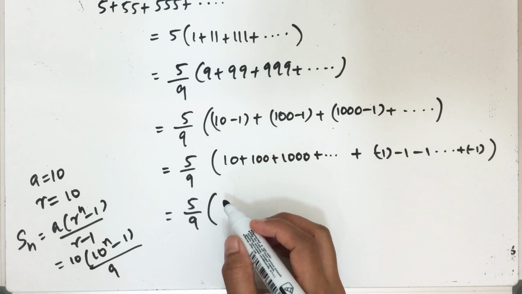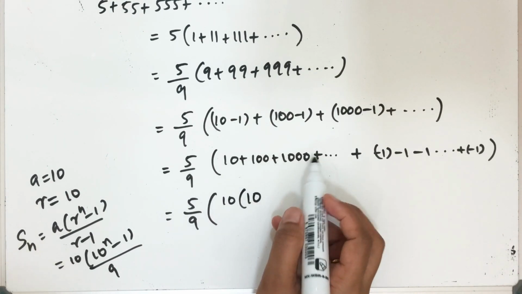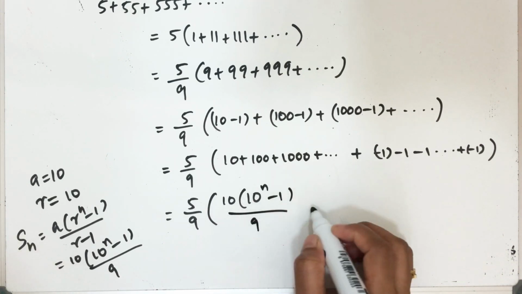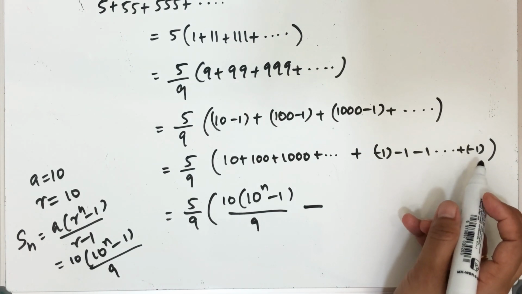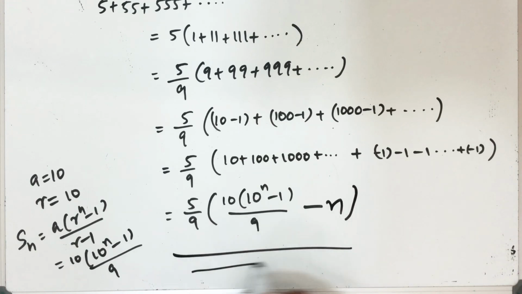So we can substitute 10 into (10 raised to n minus 1) by 9 for 10 plus 100 plus etc. Here minus 1 minus 1 minus 1 etc. n times, that is minus n. So this is the sum.